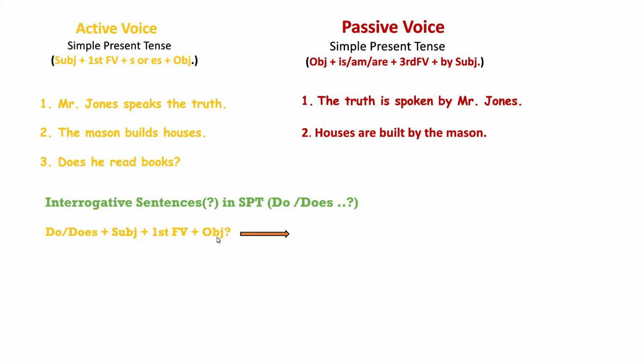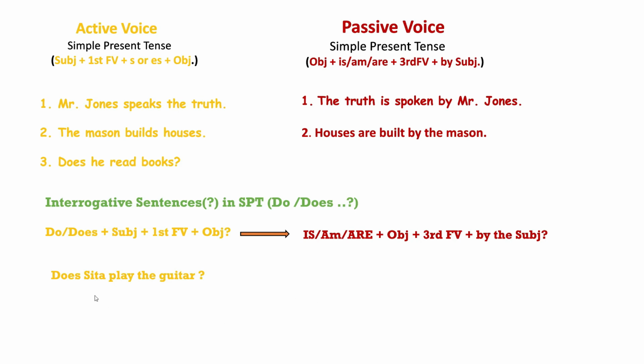This, when changing it into the passive, will become this one. Is, am, are auxiliary verbs will be in front because it's an interrogative sentence. Then comes the object, then the third form of the verb, followed by the subject. Let's do some exercises with this.